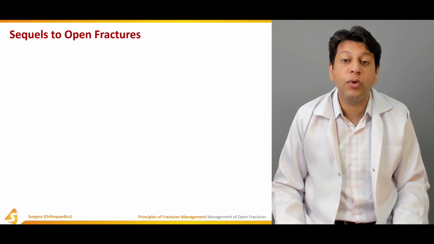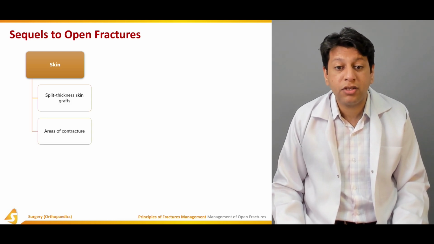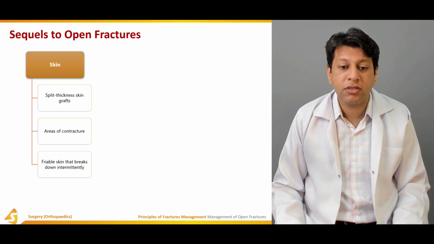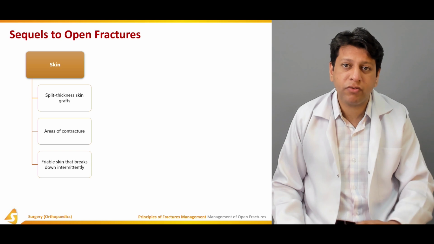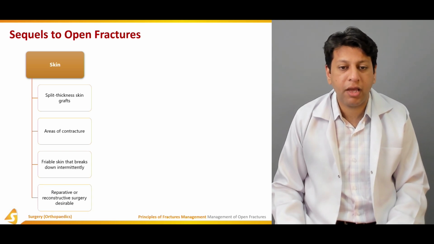So what are the sequelae of open fractures? Usually for the skin, split thickness skin grafts may be required, areas of contractures may be there as well, and friable skin that breaks down intermittently, because there is a lot of skin damage initially at the time of injury, so later on these problems can happen as well.